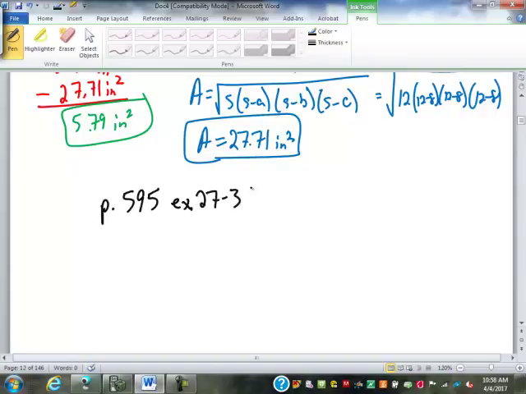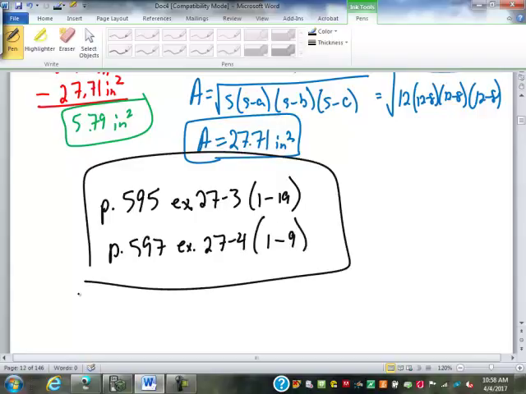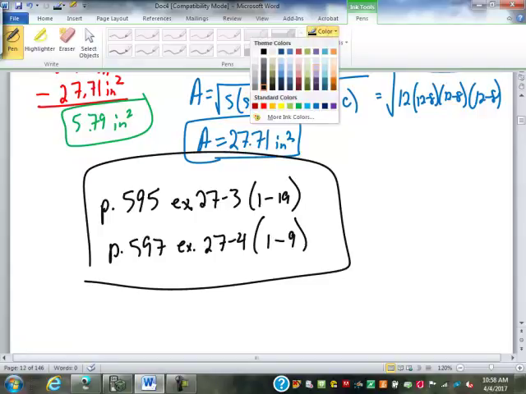Page 595 in the book, exercise 27-3, 1 through 19 there. Page 597, exercise 27-4, 1 through 9 there. Reviewing circles and arcs and sectors and segments. Oh my.